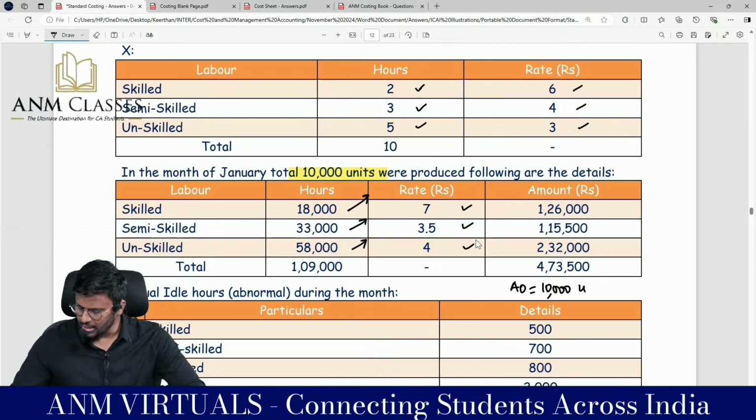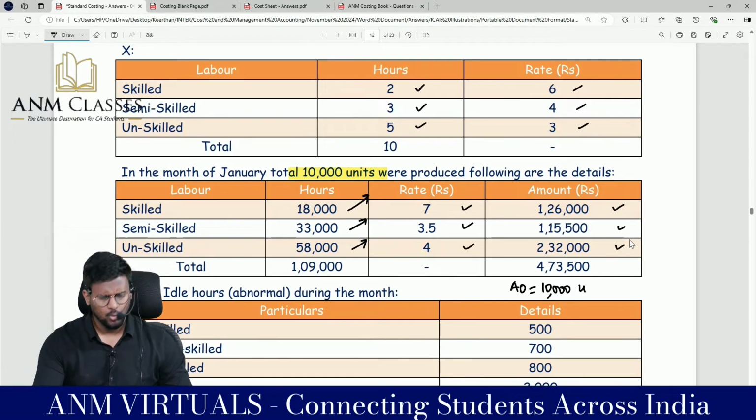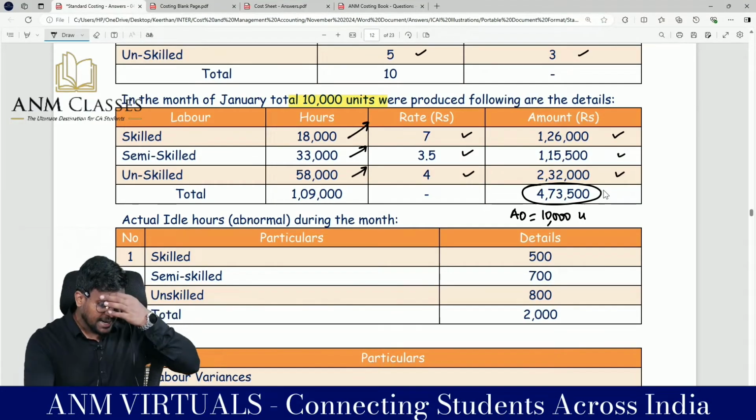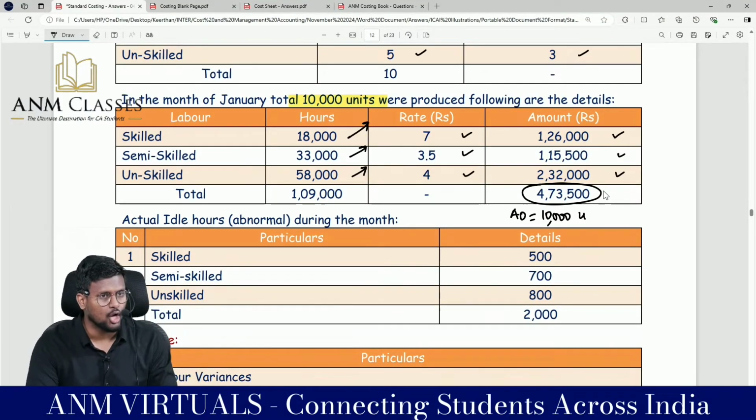So 18,000 into 7 comes to 1,26,000. 33,000 into 3.5 comes to 1,15,500. 58,000 into 4 comes to 2,32,000. Total is 4,73,500. Actual idle time, which is abnormal, during the month.